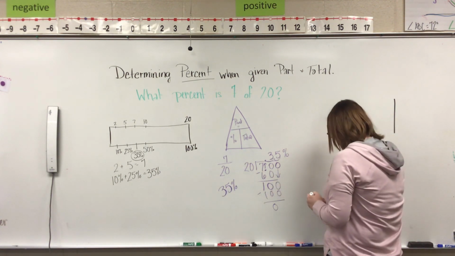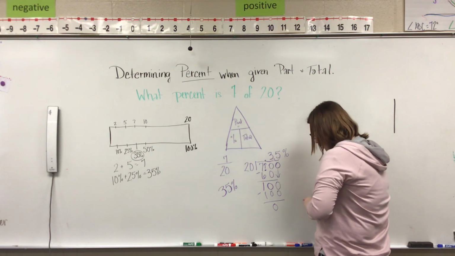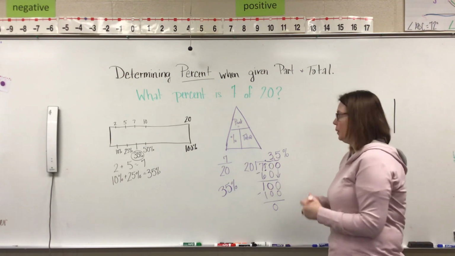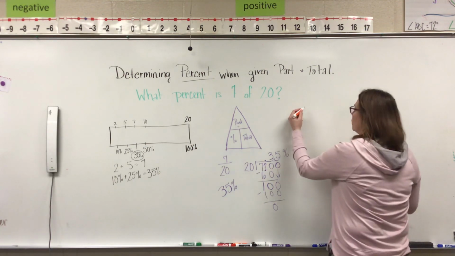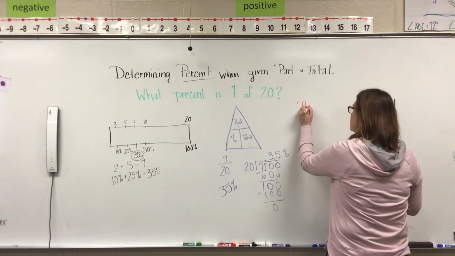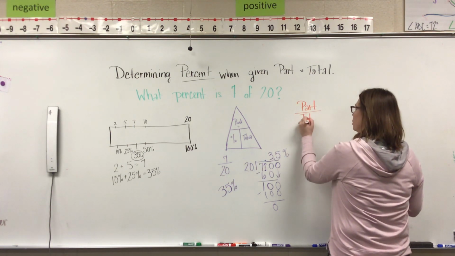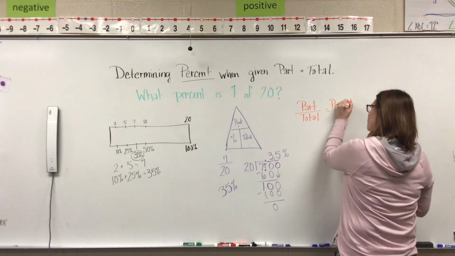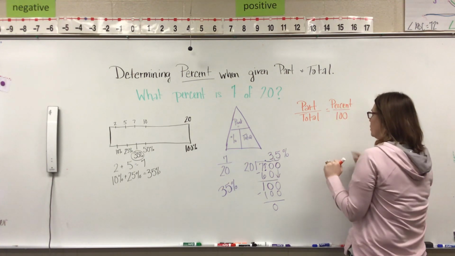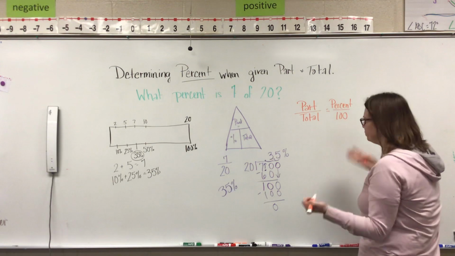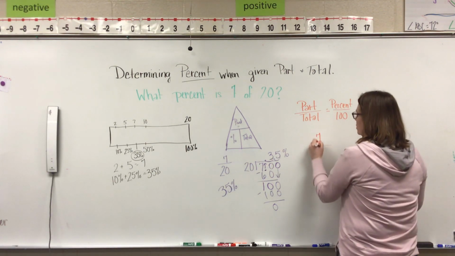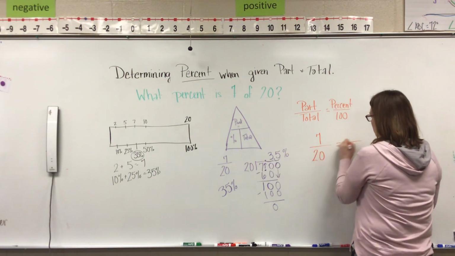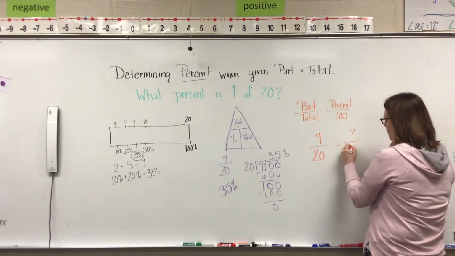And then the last way we can solve a problem like this is with a ratio. Now remember, the ratio doesn't always work out nicely. It just depends on what numbers you have. This is how we always set it up. We have part over total is equal to percent over 100. It's always 100 because percent means per 100. So we have 7 is our part, 20 is our total. Percent is what we're looking for.